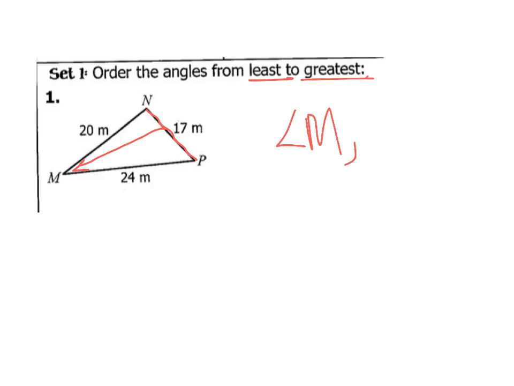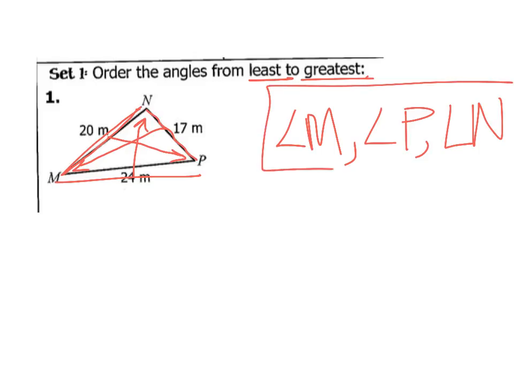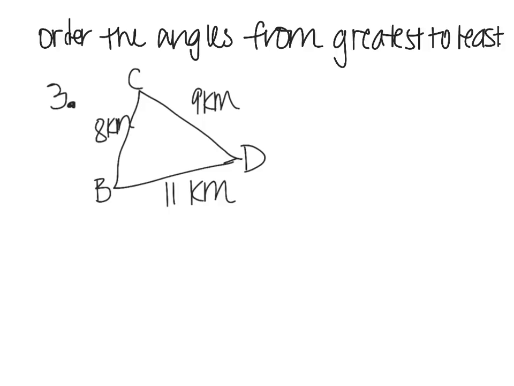Then the next shortest side would be side MN, and opposite that is angle P. And then last but not least, the longest side is MP, and opposite that would be angle N. And we just listed out the angles from least to greatest.